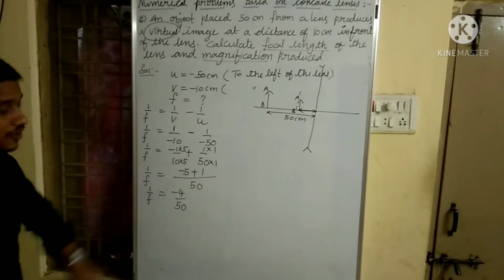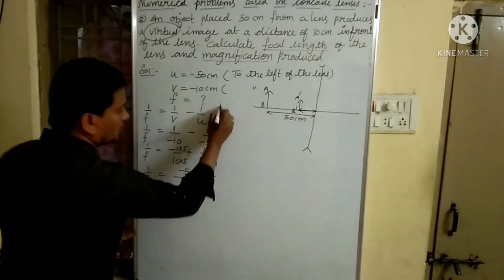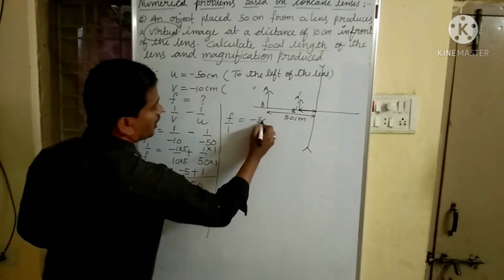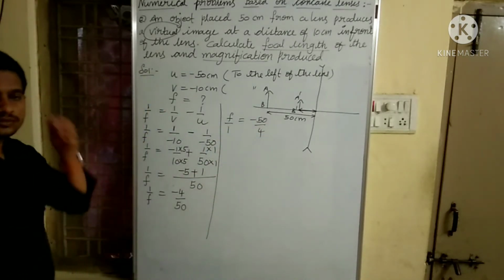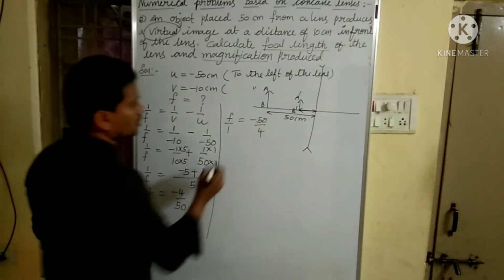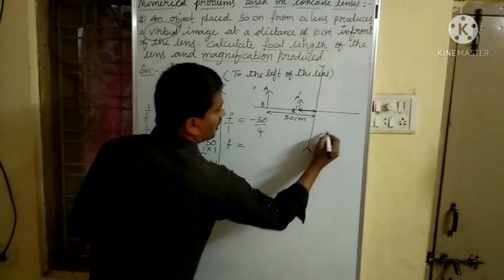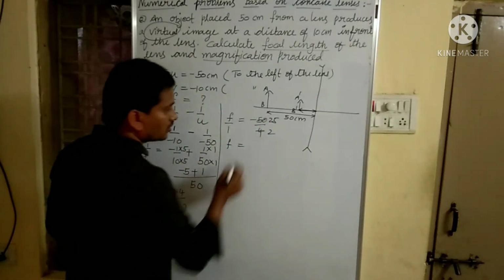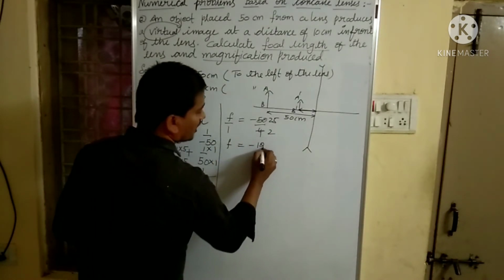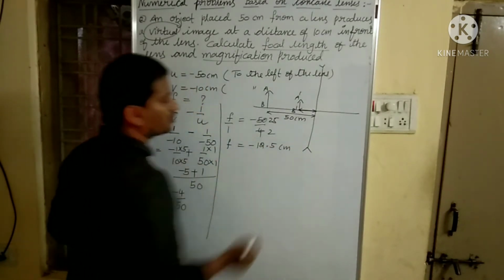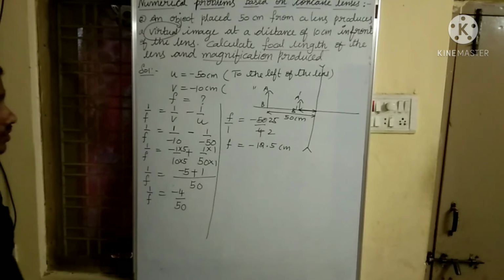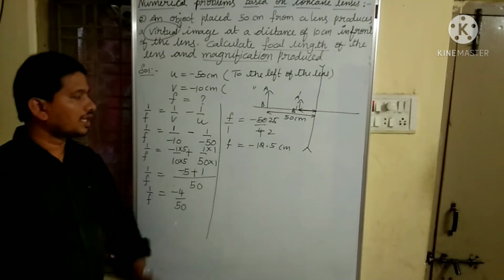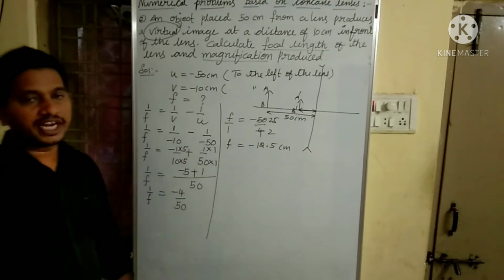So actually we want f, right? So f equals minus 50 by 4. So f equals 50 divided by 4, 2 2s are 4, 2 25s are 50. So minus 25 by 2, in the sense minus 12.5 centimeter. So the focal length will be minus 12.5 centimeter. Got it? We got the focal length, obviously, which is negative.